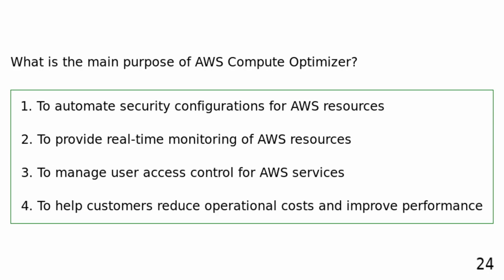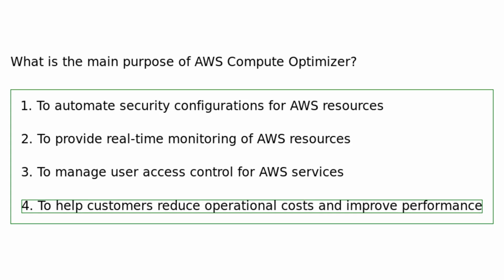What is the main purpose of AWS Compute Optimizer? To automate security configurations for AWS resources. To provide real-time monitoring of AWS resources. To manage user access control for AWS services. To help customers reduce operational costs and improve performance. The main purpose of AWS Compute Optimizer is to help customers reduce operational costs and improve the performance of their AWS resources through optimization recommendations.